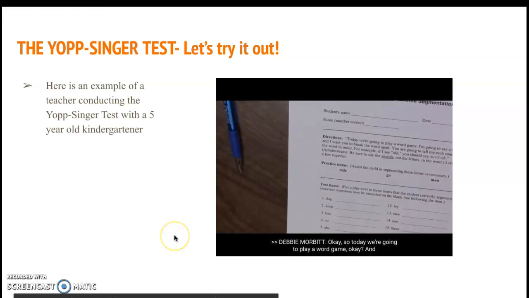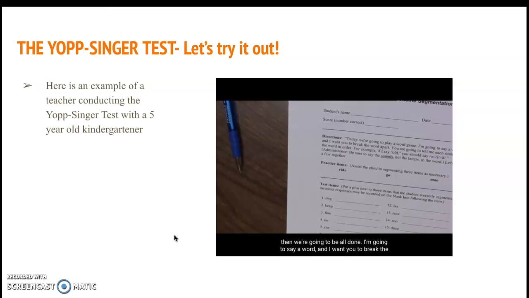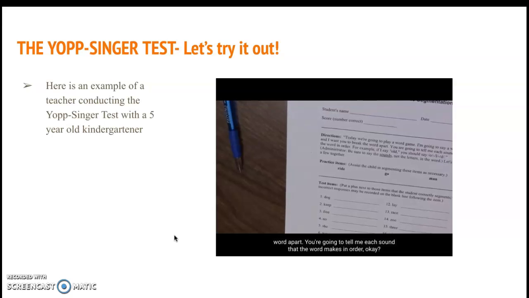Okay, so today we're going to play a word game, okay, and then we're going to be all done. I'm going to say a word, and I want you to break the word apart. You're going to tell me each sound that the word makes in order, okay? So, for example, if I say the word old, you would say o, old, okay? Do you want me to give you another example? Okay, so if I said the word cat, you would say k-at and give me each of the sounds, okay?